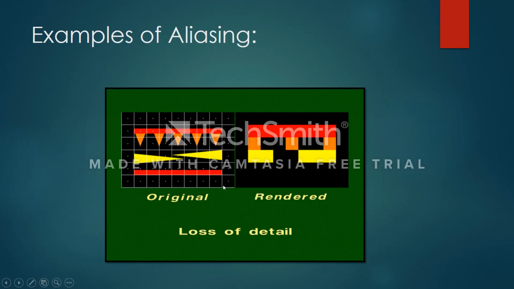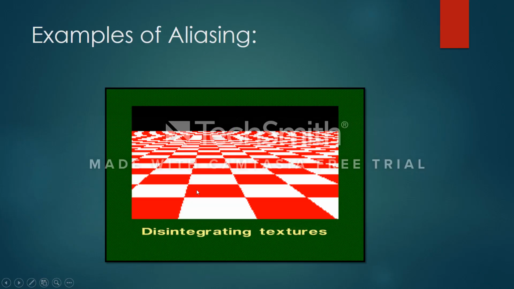This is another example for aliasing. The same thing happens here. We lose the details, as this takes the pixel color which has more in the area. I mean, in this square, yellow is more and black is less, so it takes yellow. In this square, black is more and yellow is less, so it takes black. This is loss of detail. This is one more example for aliasing.